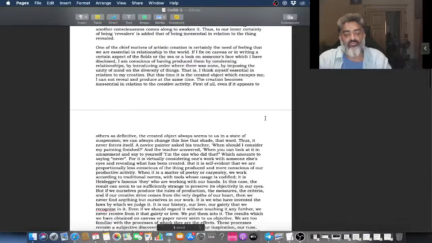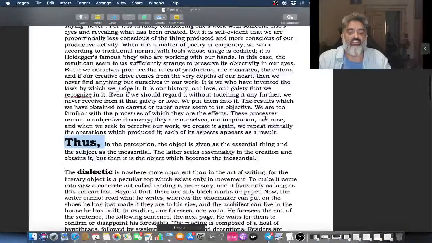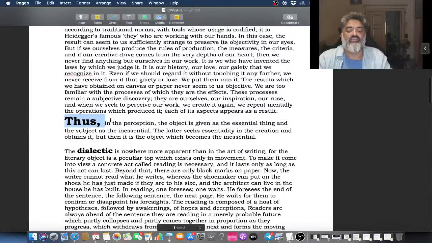it's a pretty big paragraph, right? So he is summarizing the whole thing maybe here. Thus, let me read it. In the perception, okay, difficult words, but what does perception mean? When you perceive, when you look at an object. What is an object? A tree is an object. So when you look at a tree, you are perceiving the tree.